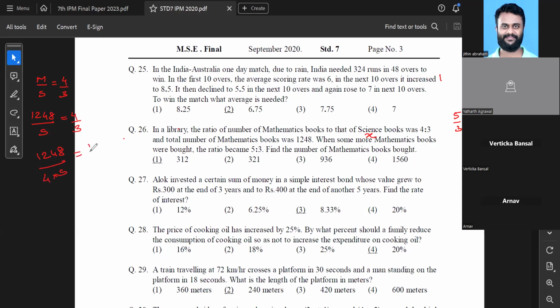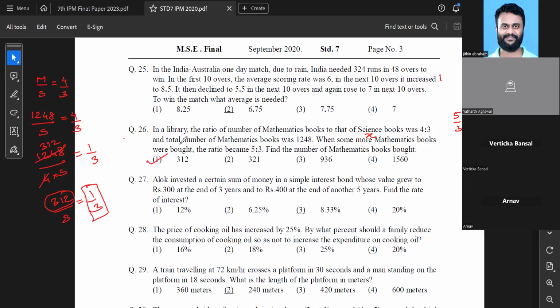So if I take 4 to the other side, I am left with 1 by 3. Now, simple logic, find how much is 1 by 3. What is the corresponding value of math when it is 1 by 3? So when I cancel this, I will get 312. So 312 upon s is equal to 1 by 3. So at 1 by 3, the value of math is 312. Hence, the difference is 312.